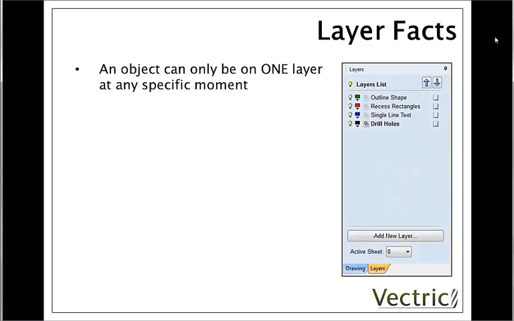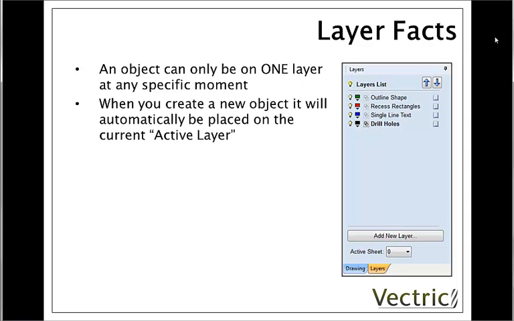To understand how the layer management works, it's important to know that an object can only be on one layer at any specific moment. When we create a new object, that will automatically be placed on the current active layer. Active layer, as shown in the image that we have on the screen here, is the one called drill holes. You can see that the piece of paper in this column is more visible than the ones that are greyed out above it, and also the text for the name of the layer is bold, so that indicates that's the active layer. If I was to create a vector, then that's the layer that it will be placed on.